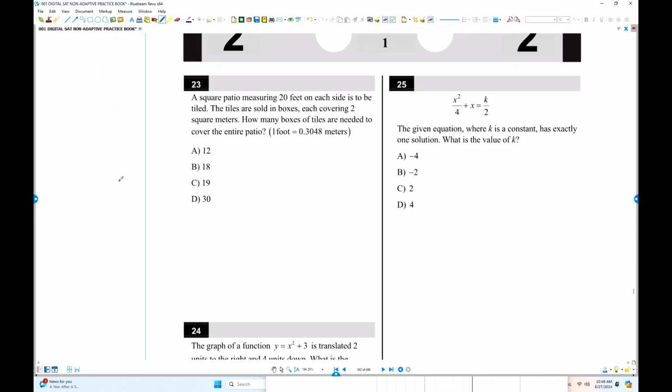Here is number 23. A square patio measuring 20 feet on its side, and each box of tile covers 2 square meters. So this is in feet and this is in meters, so we switch the units. 20 feet is 20 times 0.3048. That is the side of the square, and we need the area. But each box covers 2 square meters, so you can divide by 2. That is the number of boxes. You're going to use decimals here.